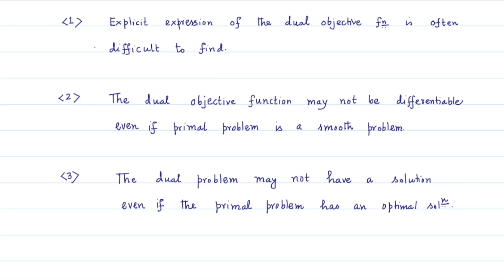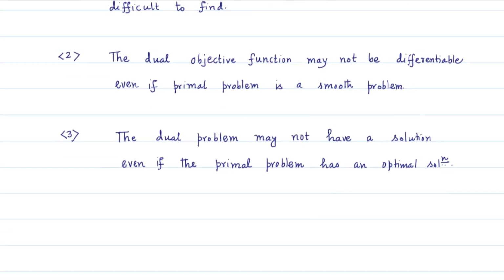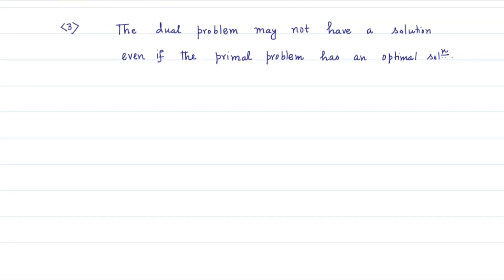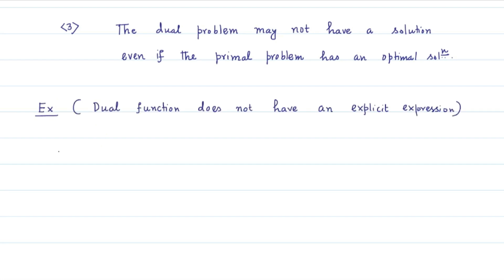Let me now include one example each for one of these three issues. In the first example, I will show that the dual does not have an explicit expression. Towards this, the example that I would like to take up is the following problem: consider the set capital X is Rn, and in the primal problem formulation you consider a few matrices A, B, C and D.